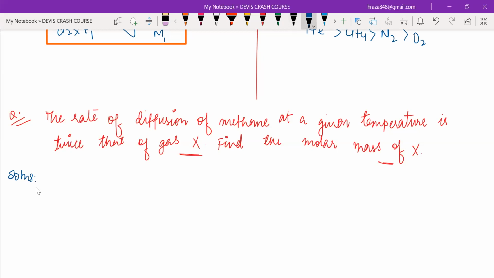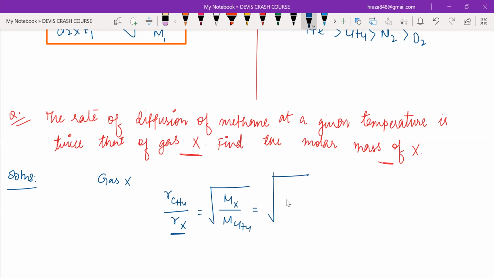So basically, if I write the rate of methane and the rate of gas X, it will be under root of the molar mass of X over the molar mass of methane. So I can write this as 16 and this is the molar mass of X. Now, according to the question, the rate of diffusion of methane is twice. The answer is 64. Sorry, not 72, 64. Okay.